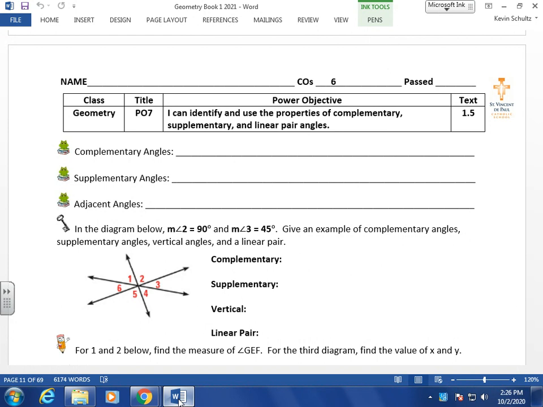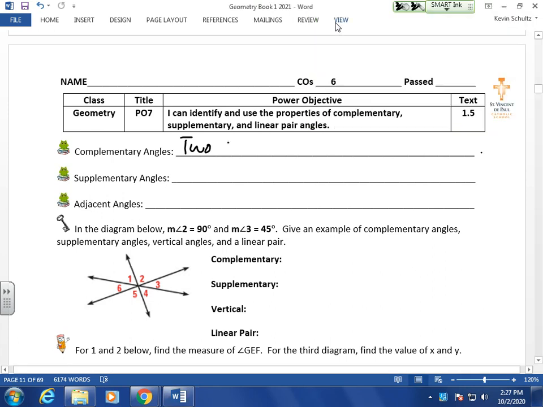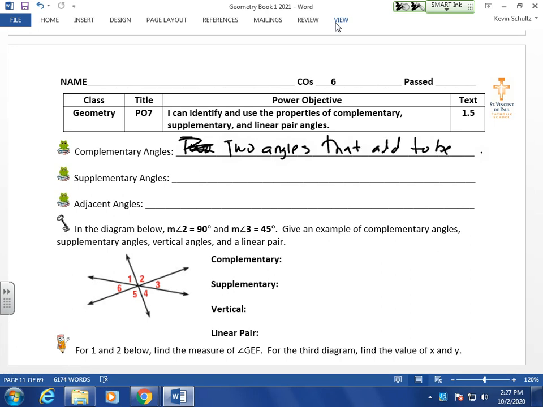What are complementary angles? Complementary with an E, not an I, right? They're not like nice angles, but complementary. Angles that add up to be 90 degrees. How many angles add up to 90 degrees? Is there a restriction to how many there can be, Alan? Two, right? So complementary angles are two angles that add to be 90 degrees.